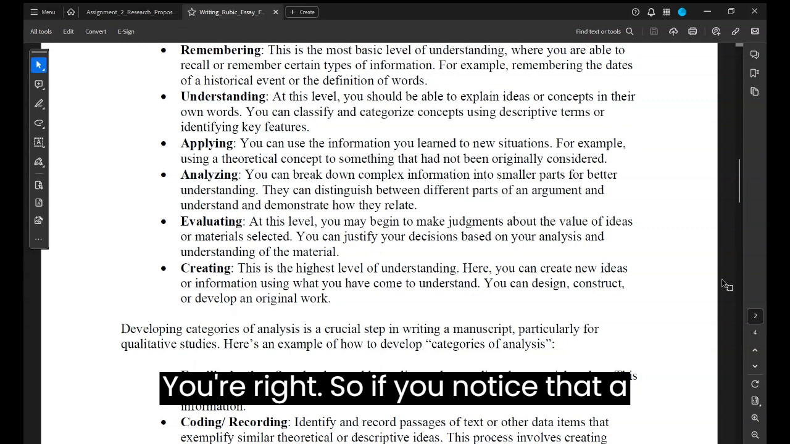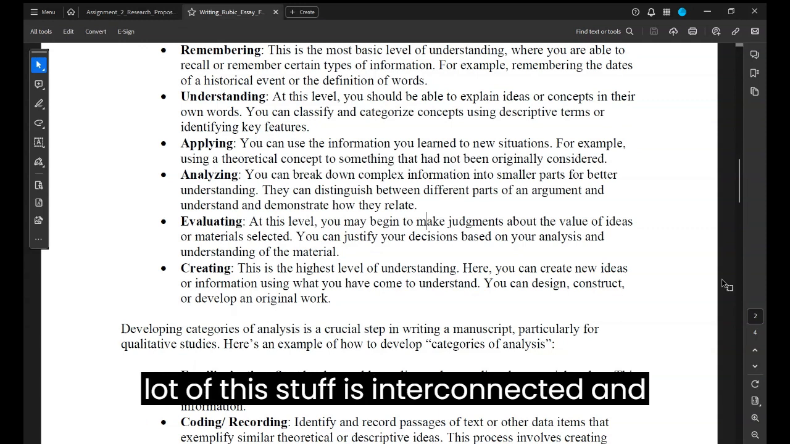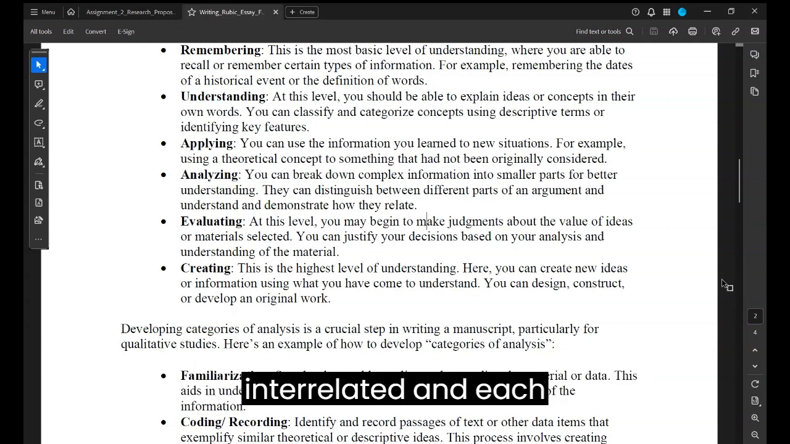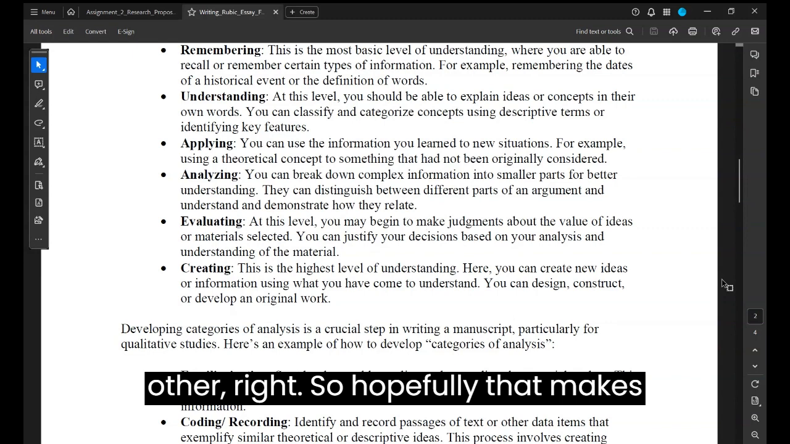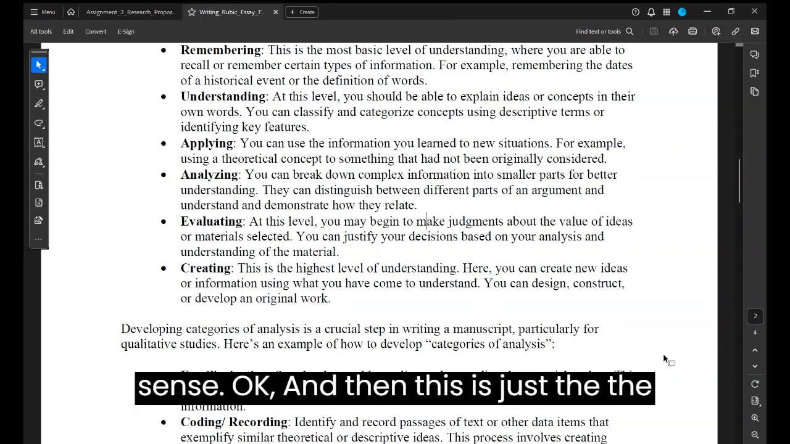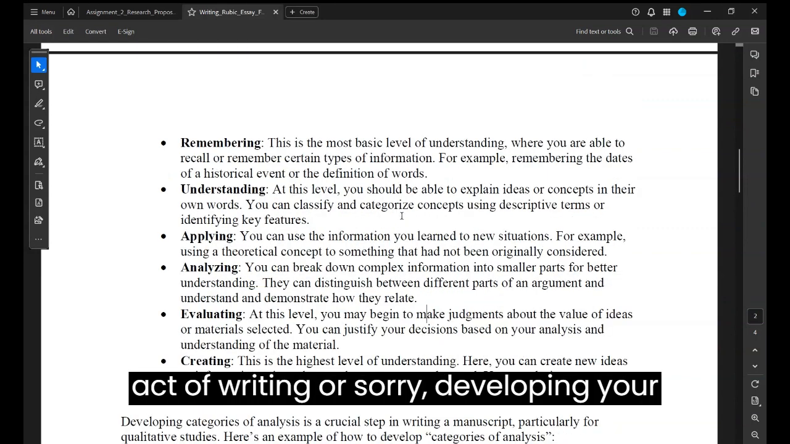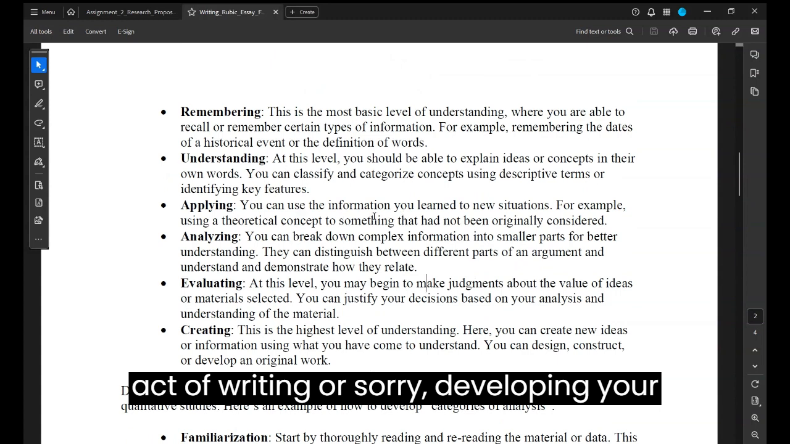Right. So if you notice that a lot of this stuff is interconnected and interrelated, and each handout and assignment support each other, right? So hopefully that makes sense. Okay. And then this is just the act of writing, or sorry, developing your ideas.